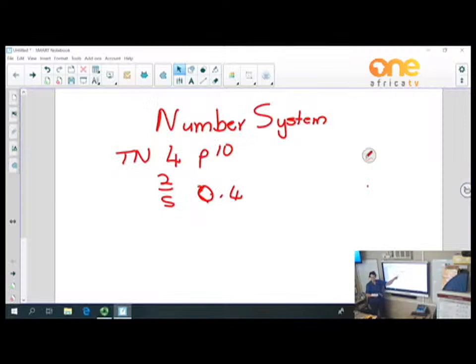The number system. This is try now 4, page 10, and we are changing vulgar fractions into decimals. So all that you do with your calculator is to say 2 divided by 5, and the answer is then 0.4. Right, number B, 7. That's right. That's how you're going to write it. 3 significant figures. If they don't say anything else, we go for 3 significant figures.